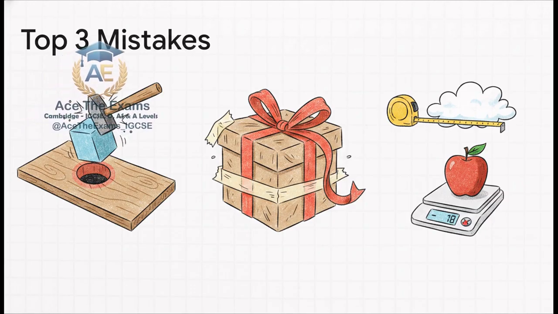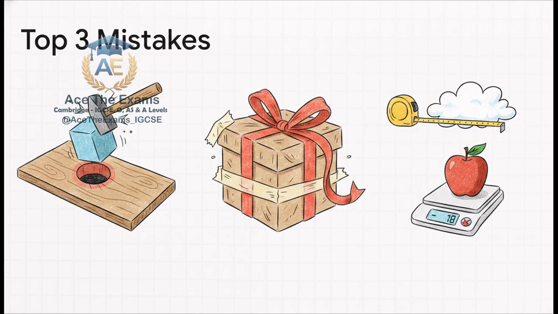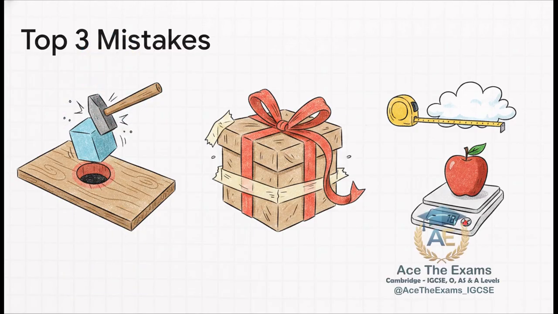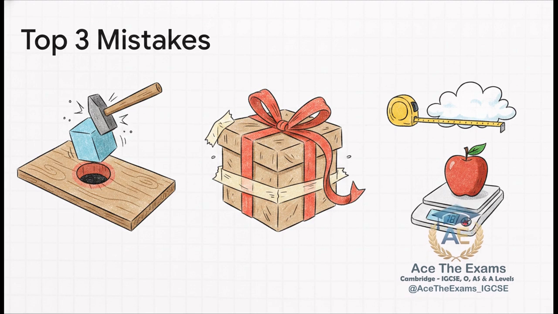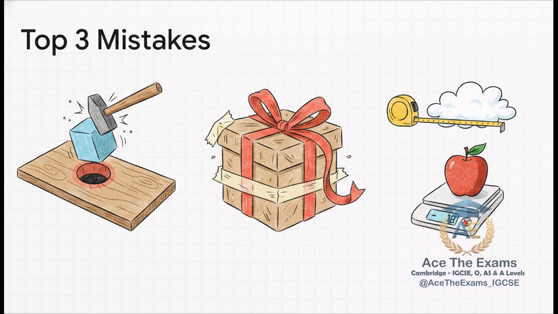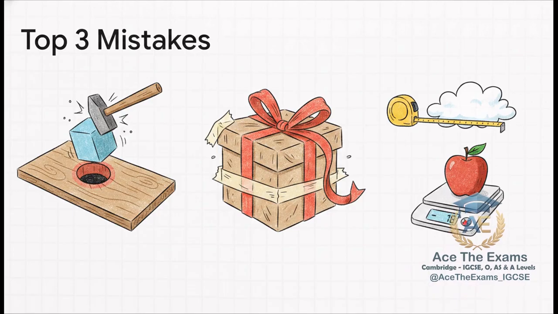Number 1, using the wrong approach for the wrong context. This means trying to invert a function without even checking if it's one-to-one first. That's a fatal flaw. Number 2, forgetting to check format and presentation. Imagine you did all the complex algebra perfectly, but you wrote the final domain using the wrong inequality symbols or the wrong type of brackets. You just threw marks away.